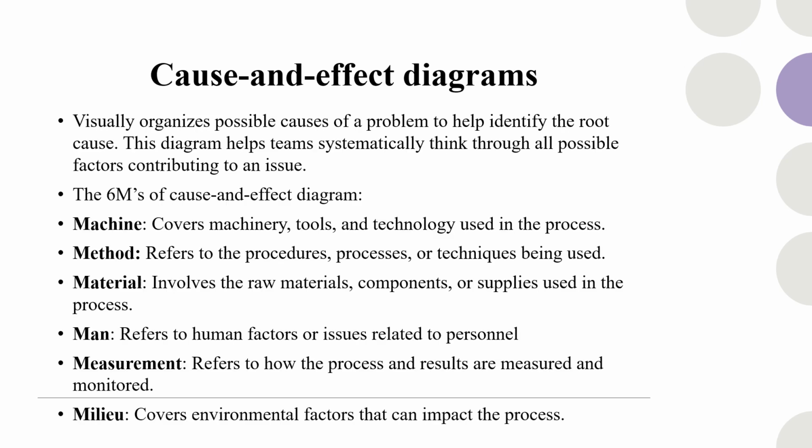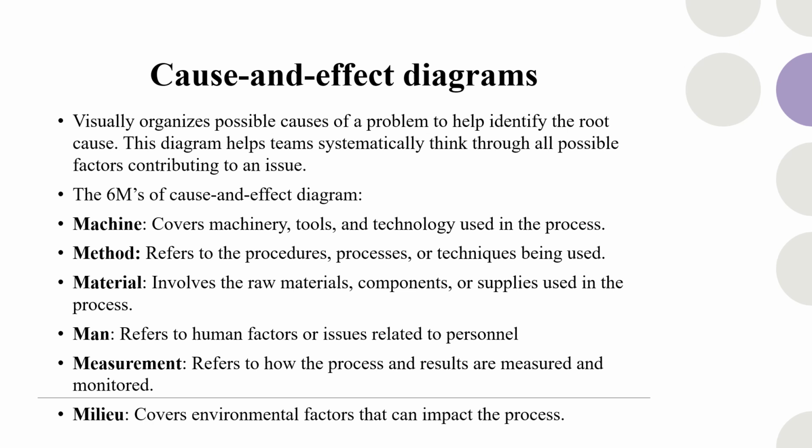Cause and effect diagrams visually organize possible causes of a problem to help identify the root cause. This diagram helps teams systematically think through all possible factors contributing to an issue. The 6 M's of cause and effect diagram. Machine, referring to the machinery, tools, and technology that are used in the process.